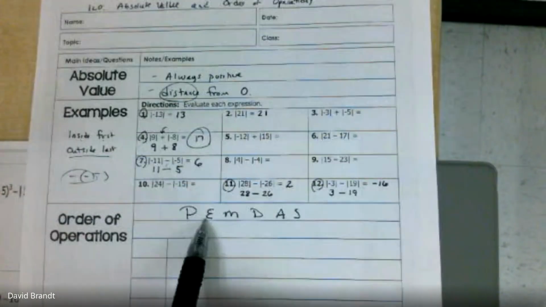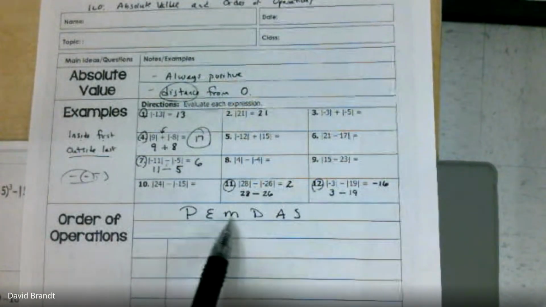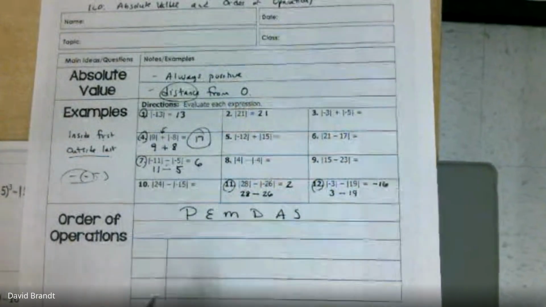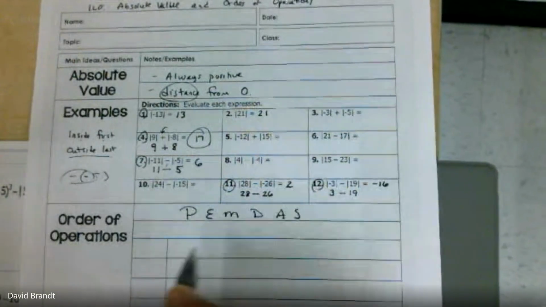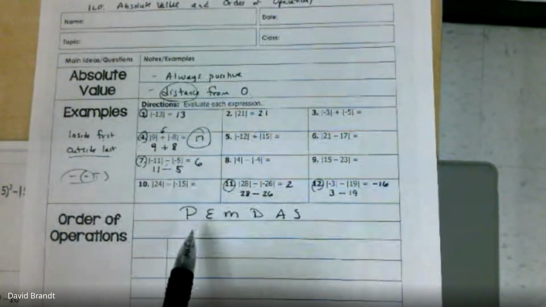All right, order of operations. You probably remember PEMDAS, or please excuse my dear Aunt Sally, which is a dumb phrase. I don't know, we used to teach that way back. But you probably remember PEMDAS. All right, so what do these letters mean?